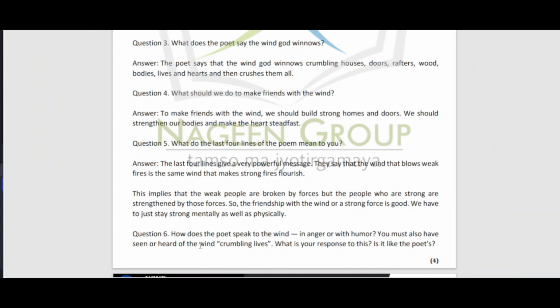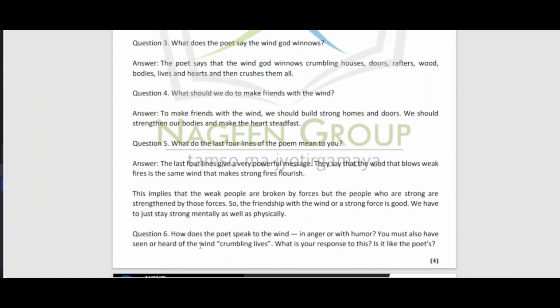So the poet wants us to make friends with the wind, with the adversities in our life. He says that the problems will not listen to us, they will come. So we should be prepared. We should build strong homes and close the doors of our house firmly so that the wind cannot get in. And then he says that we should also make our bodies strong, and our hearts strong. Once we are strong enough, the challenges will be like friends, so we will not feel that they are troublesome.